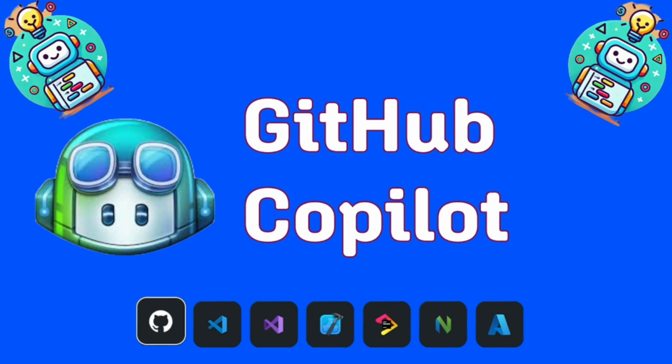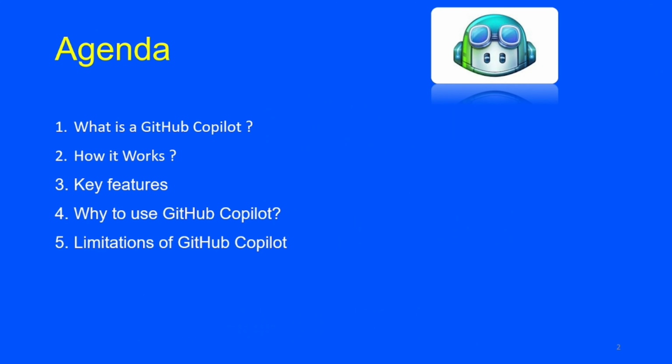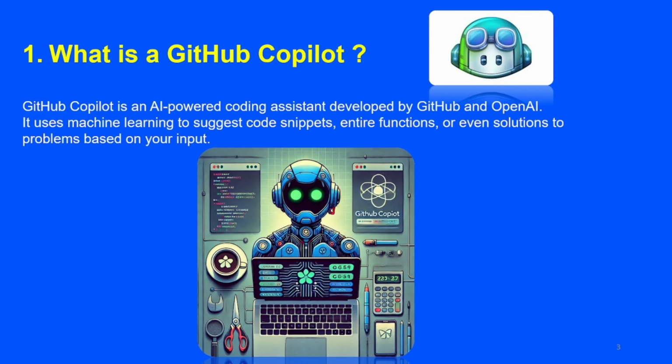As part of this video, we are going to see GitHub Copilot. Nowadays, we can see everywhere we are listening to this GitHub Copilot in terms of software development. As part of this video, we are going to see what GitHub Copilot is, how it works, the key features, and where to use GitHub Copilot, and finally we are going to see the limitations of GitHub Copilot. First, let me show you what GitHub Copilot is.